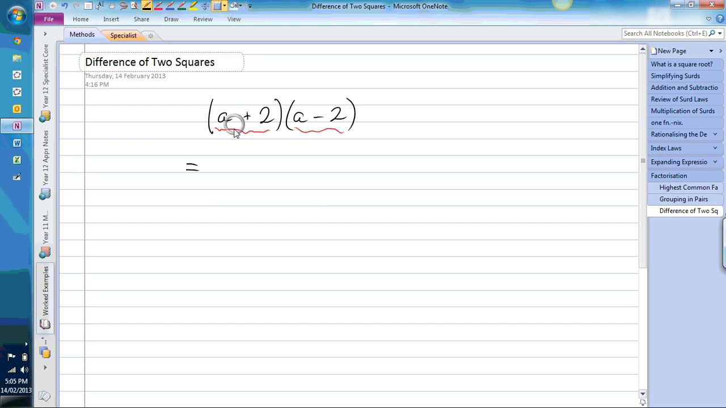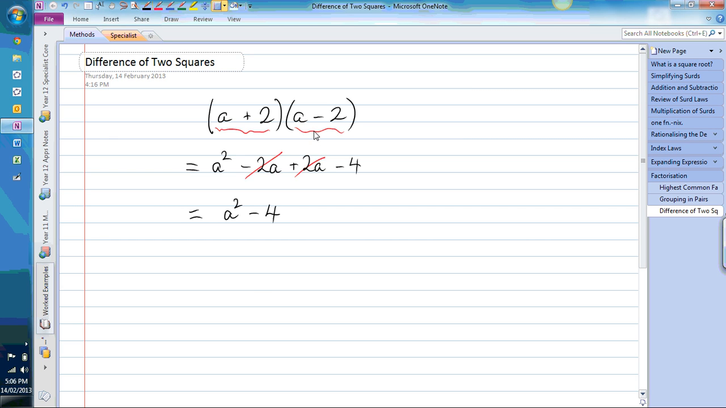Using the FOIL method from this expansion, a times a is a squared, a times negative 2 is negative 2a, positive 2 times a is positive 2a, 2 times negative 2 is negative 4. Have a look at this expression here. We'll notice that we've actually got a positive 2a and a negative 2a, and those are going to cancel out with each other. So what I'm going to be left with is an a squared minus 4.